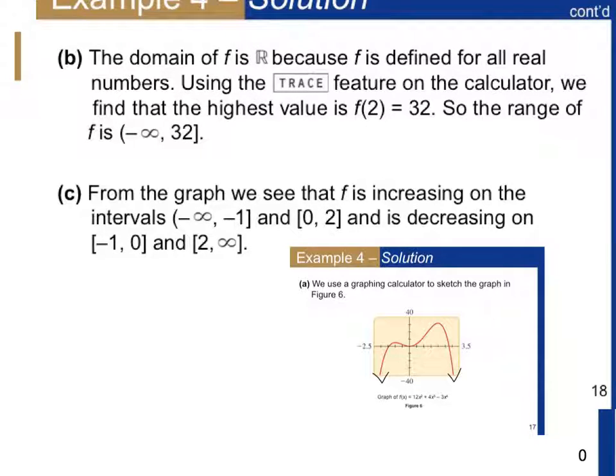So the domain is going to be all real numbers, because as you're walking along the x-axis, that function's always going to be there. It'll be way down below when you're over here, way down below when you're over here, but it's still going. So that domain is all reals.